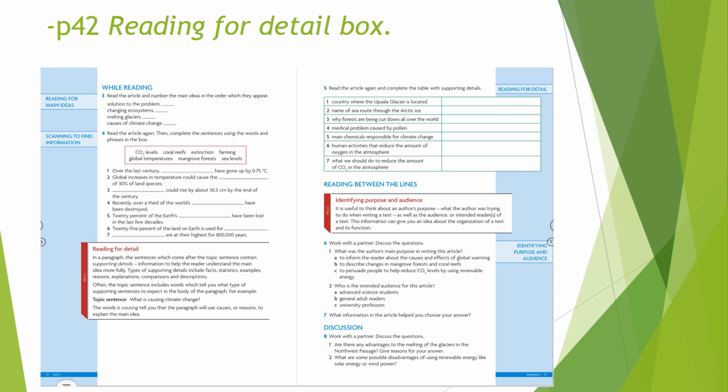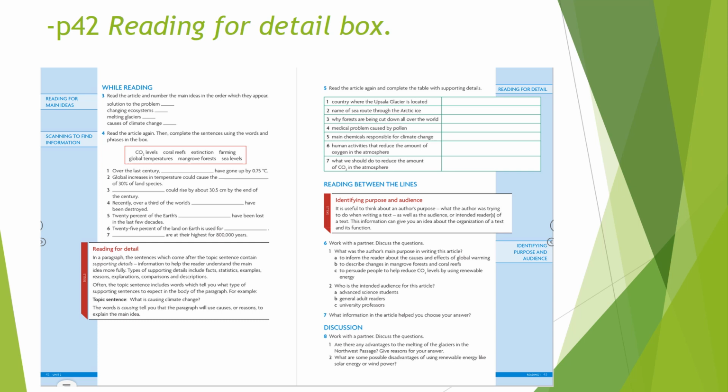Okay, so I'm just going to read what it says. In a paragraph, the sentences which come after the topic sentence contain supporting details. Now these are information to help the reader understand the main idea fully. And there are different types of supporting details. For example, facts, statistics, examples, reasons, explanations, comparisons, and descriptions.